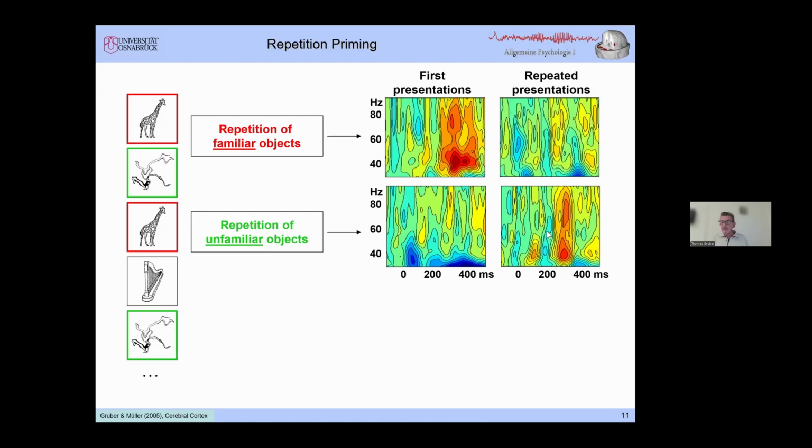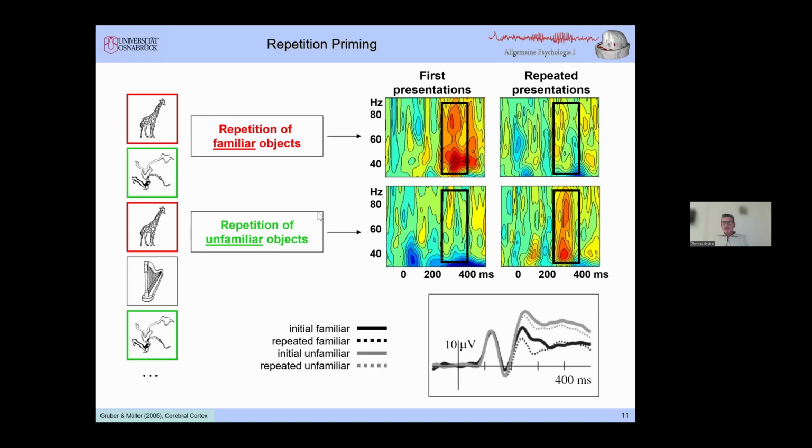the unfamiliar line drawing. And just as a side note, if we look at the conventional event-related potential with its components P1, N1, P2, you name it, you don't see such a differentiation. You just see a repetition suppression. That's a proper term for the suppression. When you repeat something, you see a repetition suppression for familiar and unfamiliar. You don't see this effect of suppression and increase for unfamiliar.